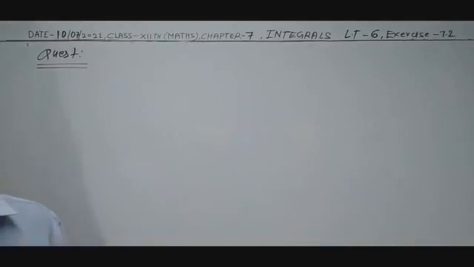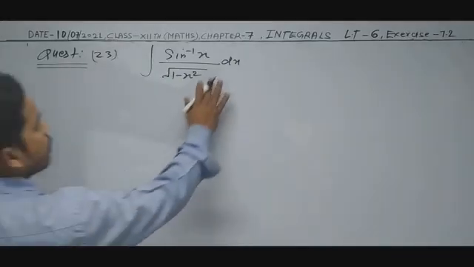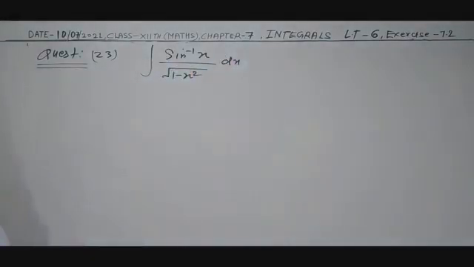Question number 22 is the same as 21. So now come to question number 23. Question number 23 is integration of sine inverse x whole upon root over 1 minus x square. In this question, you know the differentiation of sine inverse x, that is 1 upon root over 1 minus x square.